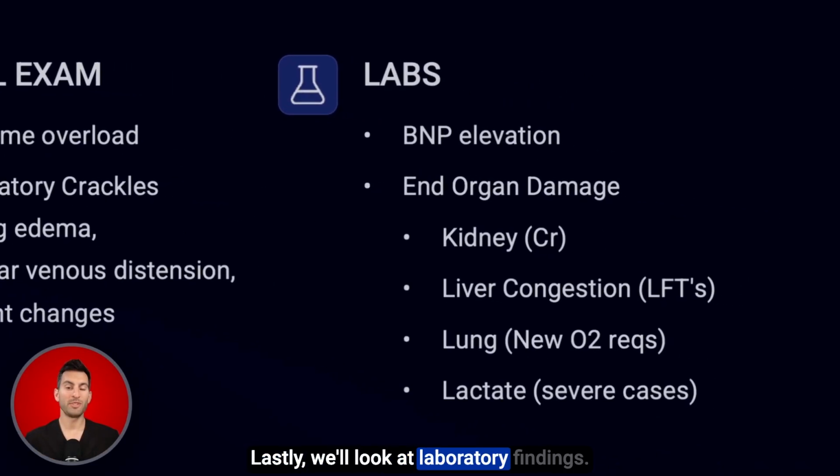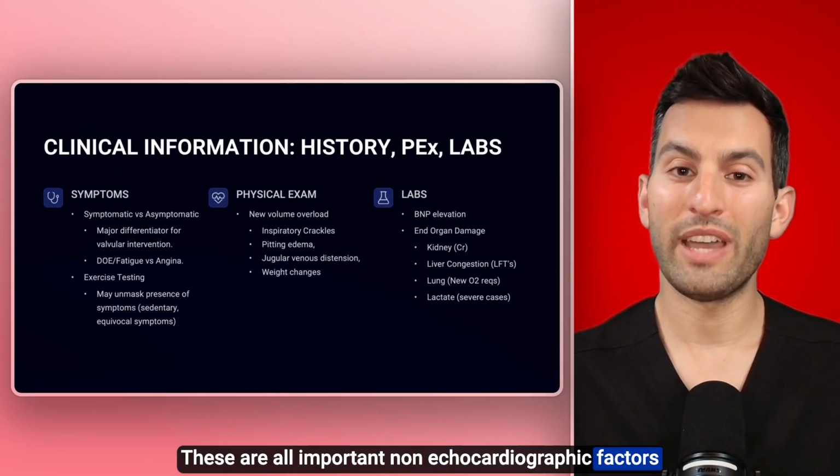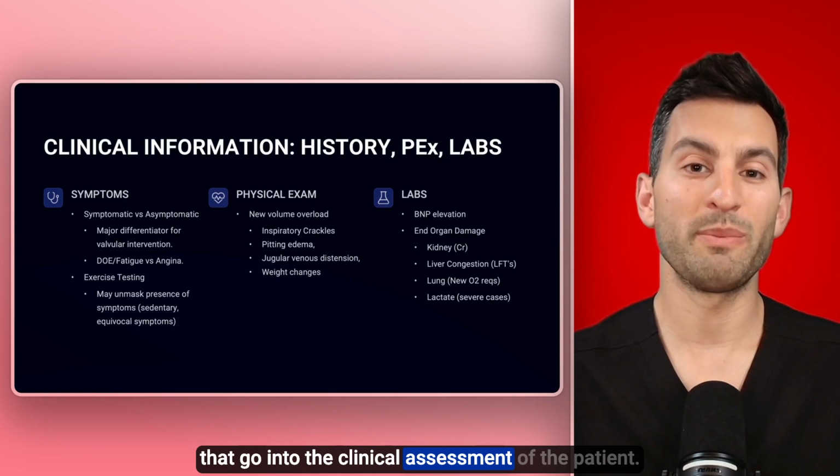Lastly, we'll look at laboratory findings. Is the BNP significantly elevated? Are there any signs of kidney or liver dysfunction with elevated creatinine or elevated liver function tests? Are there new oxygen requirements? In very severe cases, and typically more cases of cardiogenic shock, is the lactate elevated? These are all important non-echocardiographic factors that go into the clinical assessment of the patient.